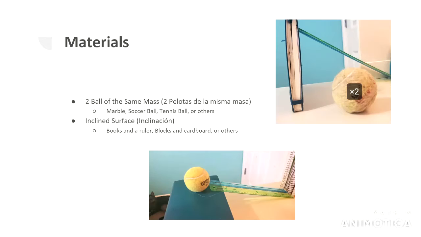You're going to need a few materials. You're going to need 2 balls of the same mass. So you could use 2 soccer balls, 2 tennis balls, or anything else you have. You're also going to need an inclined surface. So I used books and a ruler. You can use some blocks and a piece of cardboard to create an incline, or any other ideas that you may have.